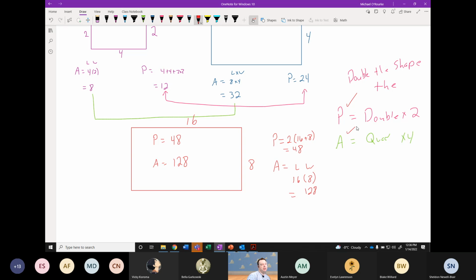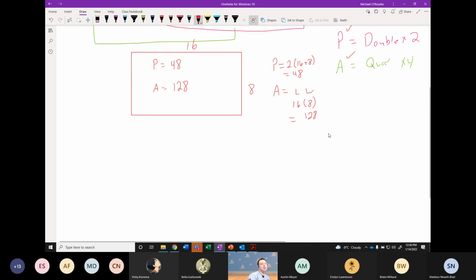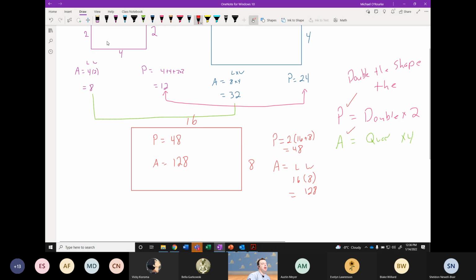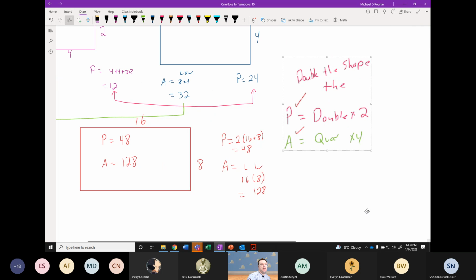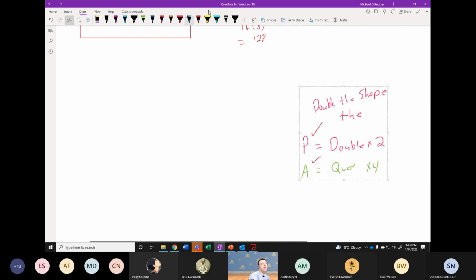Wonder if this works with a different shape. What shape do we want to do? A triangle. I don't know if it'll work in a circle. Let's do a triangle. So this is our prediction right now. Our hypothesis is this. Let's do a triangle.